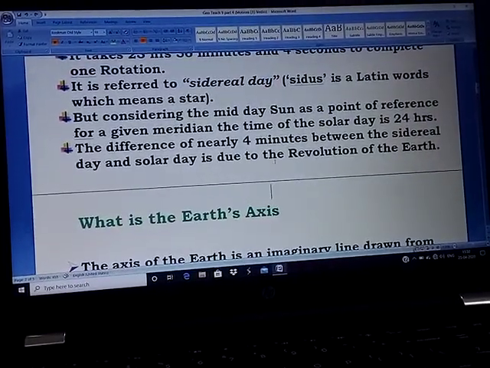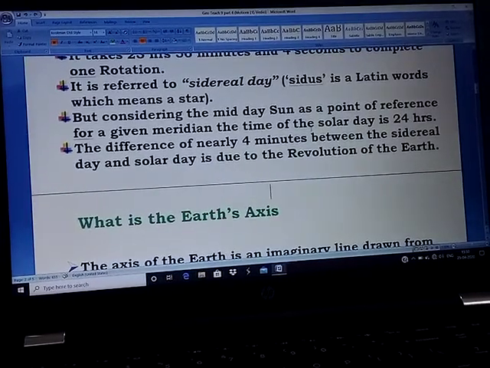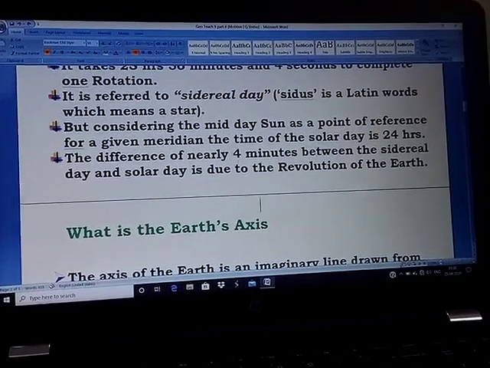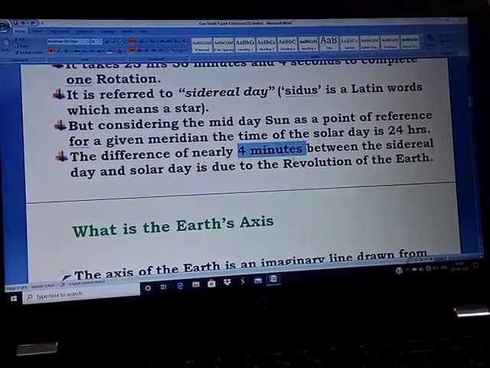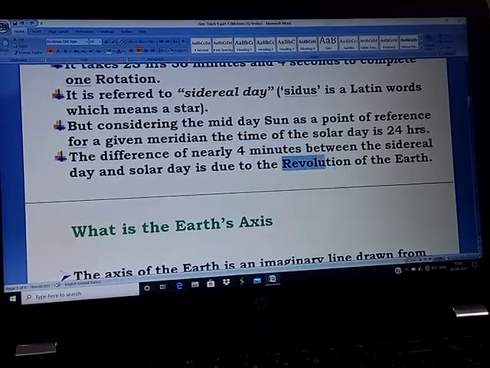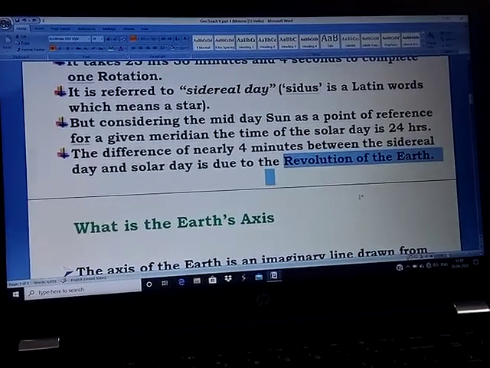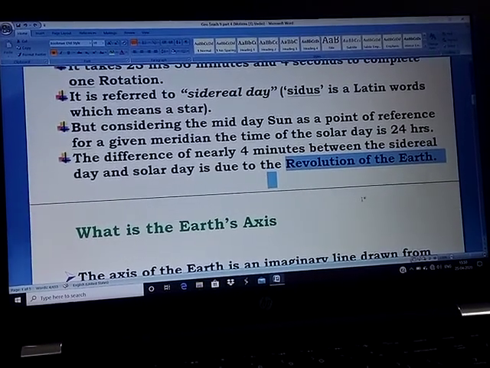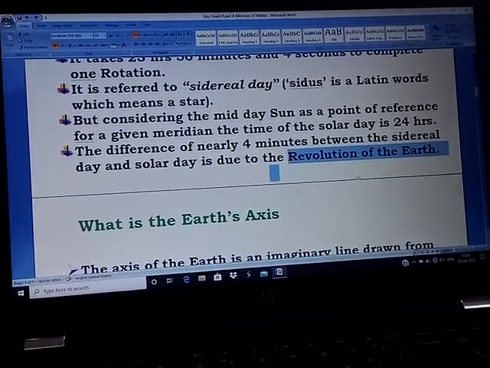Now there is a difference between a sidereal day and a day of around 4 minutes. This 4 minutes difference comes due to the revolution of the earth. Remember, the earth is also going around the sun on its own elliptical orbit, which is called revolution.